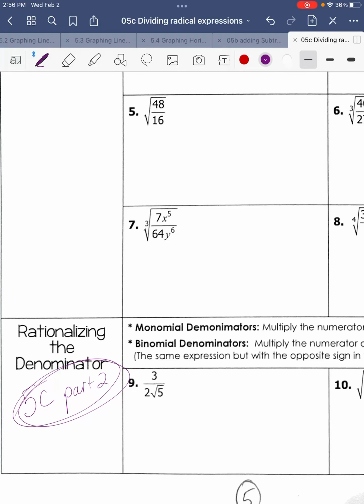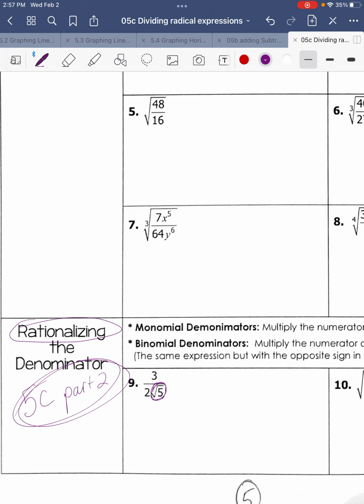All right, welcome back. This is 5C Part 2, which is called Rationalizing the Denominator. So rationalizing means the number can be represented as a whole number or a fraction. Right now, if you look at number 9, the square root of 5, that is an irrational number. If you type that into your calculator right now, it's a number that will never stop and never repeat.